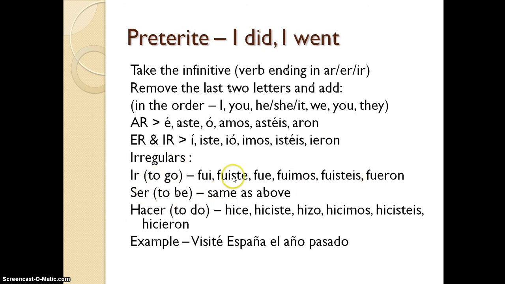So I went, fui, I was is also fui, so it would be to do with context which one it would mean. Hacer, to do: hice, hiciste, hizo, hicimos, hicisteis, hicieron. So remember, I, you, he, she, it, we, you, and they. An example: visité España el año pasado. I visited Spain last year.